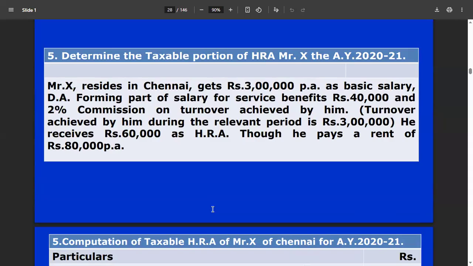Now we talk about entertainment allowance. That is 5,000, 20% of salary, or actual. Now let's work out the numericals on HRA.